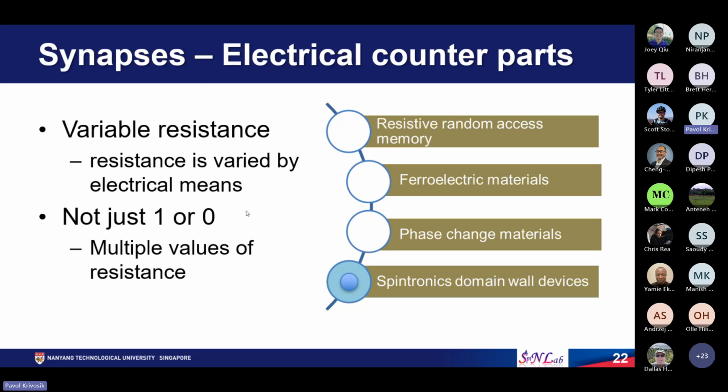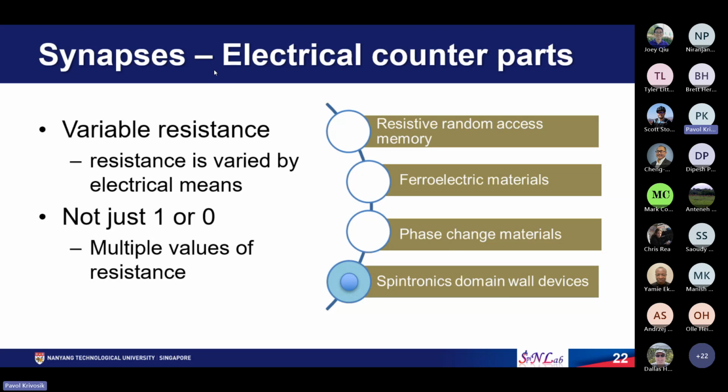These two properties are very easy to meet. Many material candidates can meet these two properties. Resistive random access memory can exhibit these two characteristics. Ferroelectric materials and phase change materials used for CDs and DVDs can all show these two properties. In fact, in the last five years, I've seen many papers showing that their material can do the synaptic properties for neuromorphic computing.